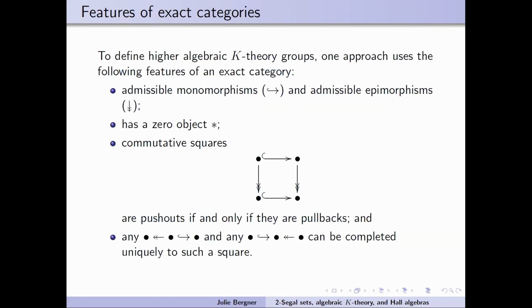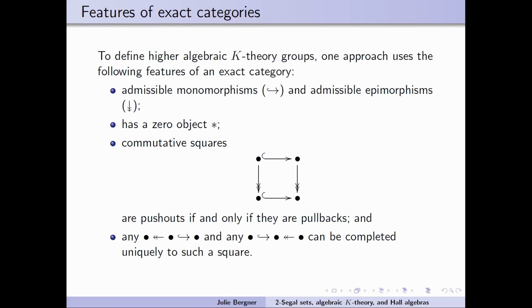And then people wanted to define higher algebraic K-theory groups. Starting with Quillen and others, the way they did this was to build some kind of space whose homotopy groups were the higher K-groups. One approach to that uses the following features of an exact category. This is what's really going to be important for us.